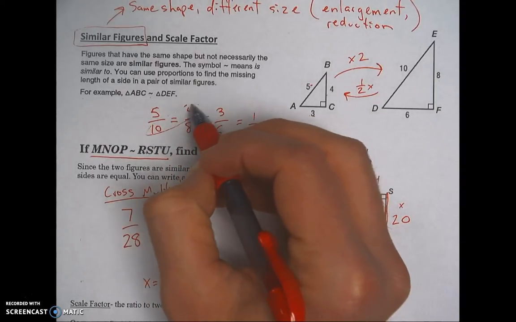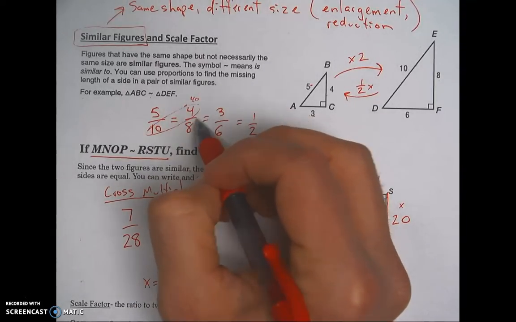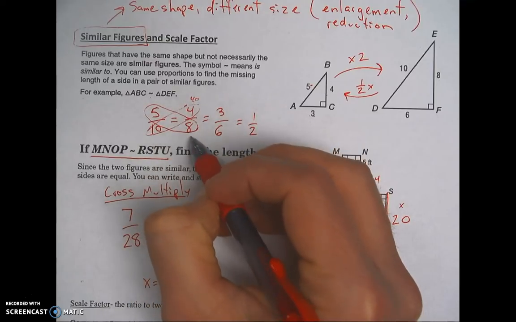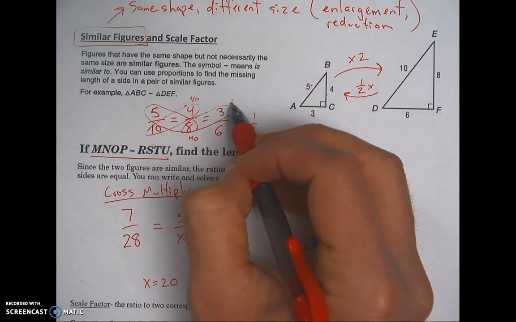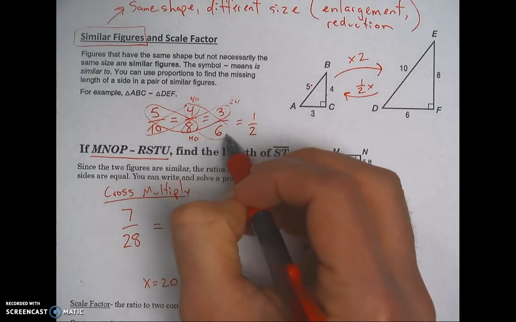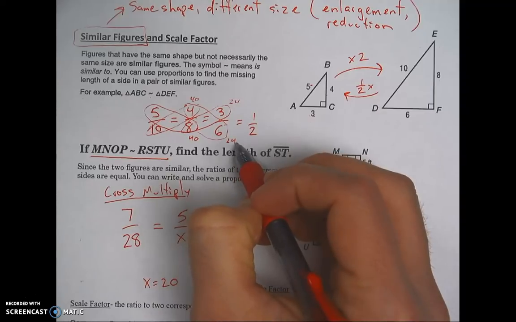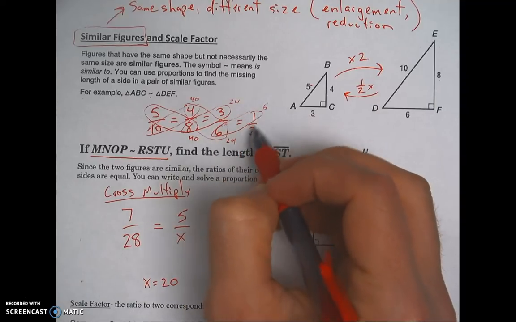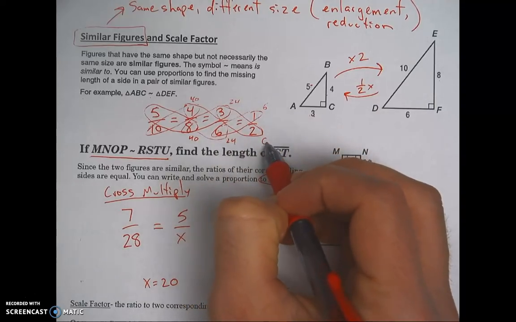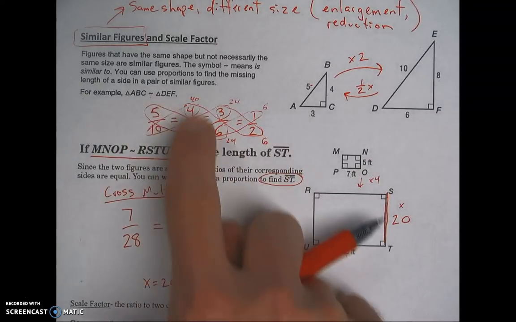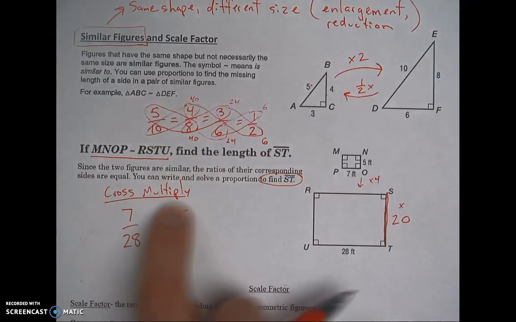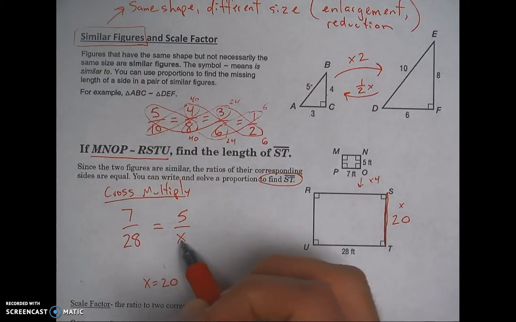4 times 10 is 40. 5 times 8 is 40. 8 times 3 is 24. 4 times 6 is 24. 6 times 1 is 6. 3 times 2 is 6. So when this is true and you cross multiply, you get the same number. So we can use that fact to help us find x.